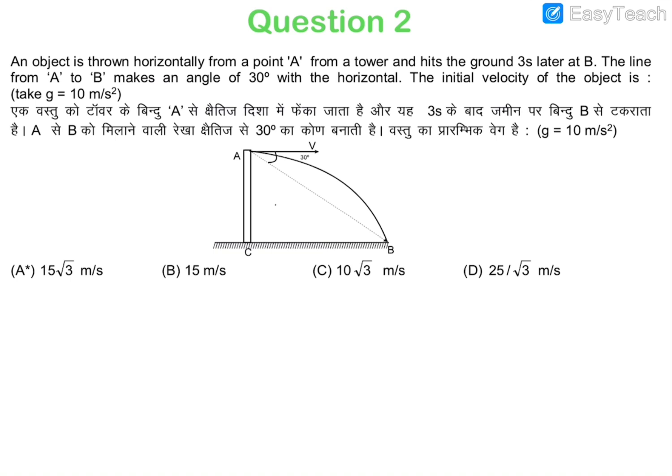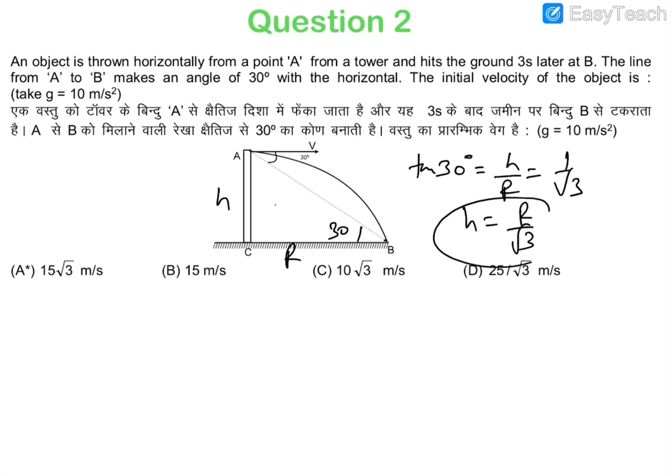So this is a simple one. If this height is h and this range is r, we can say that this angle is also 30. So tan 30 will be equal to h by r, and tan 30 is 1 by root 3. So h is equal to r by root 3. This is the relation between h and r.